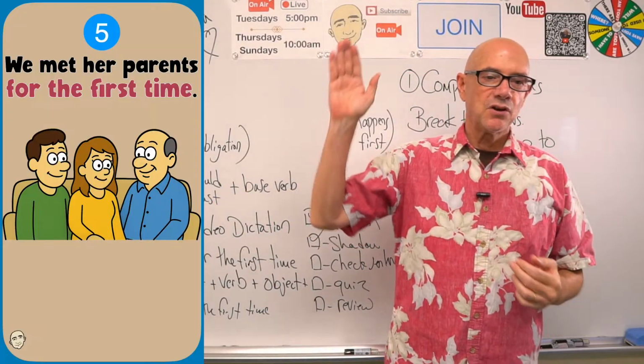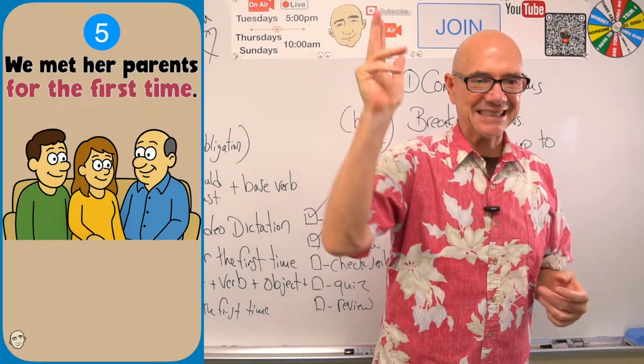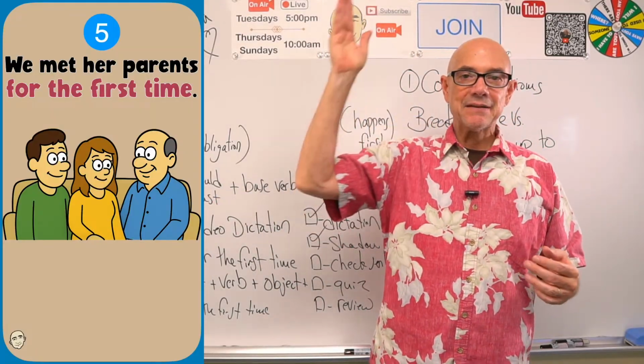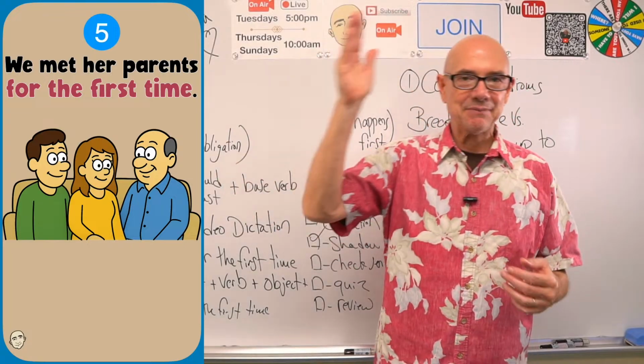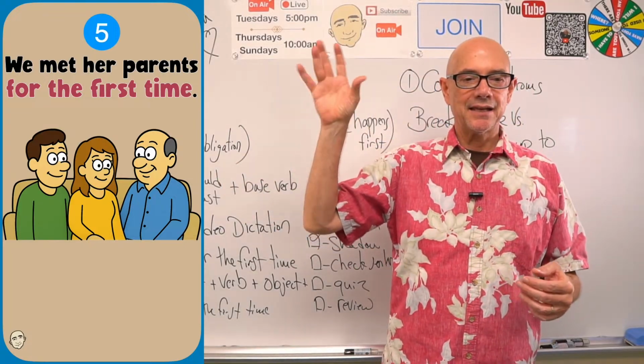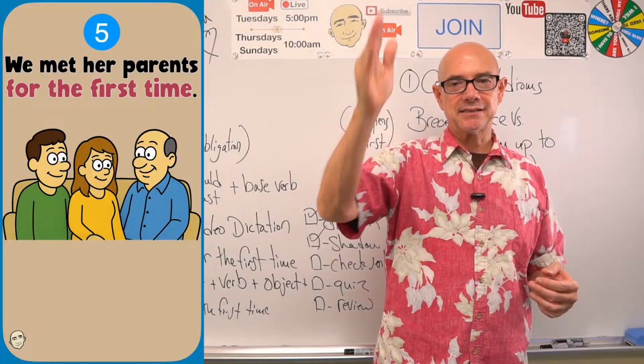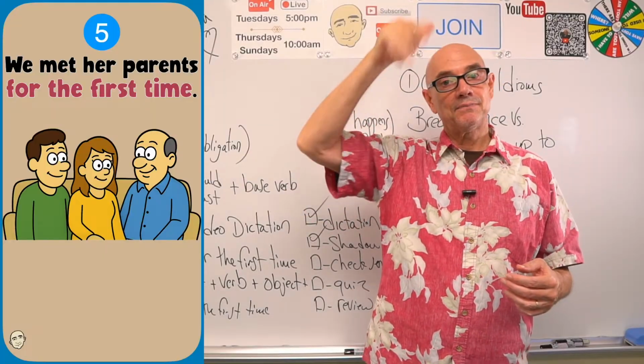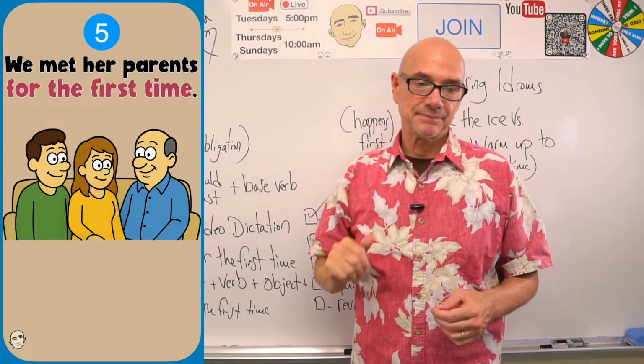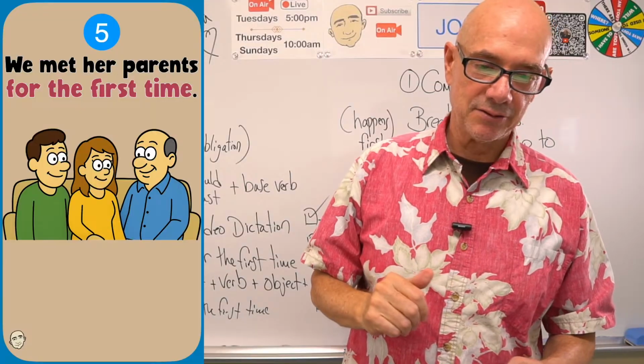Okay, number 5. We met her parents for the first time. We is the subject. Meet, met, and then her parents, right? So that is the object, the thing, people, place, thing. Nouns.